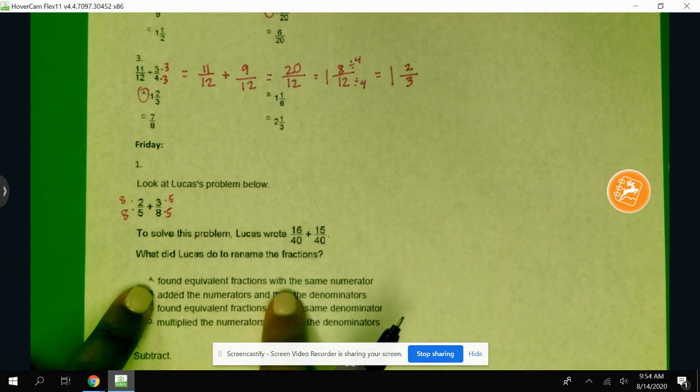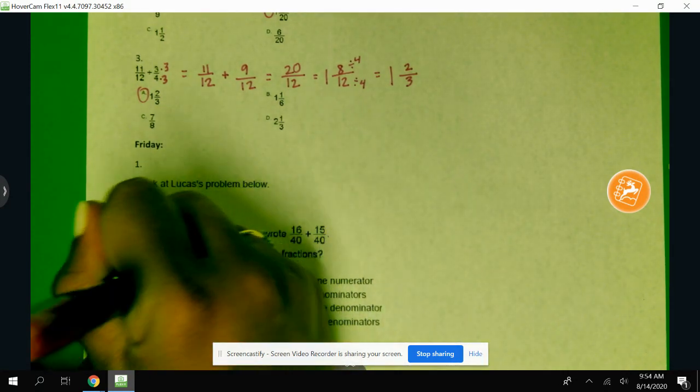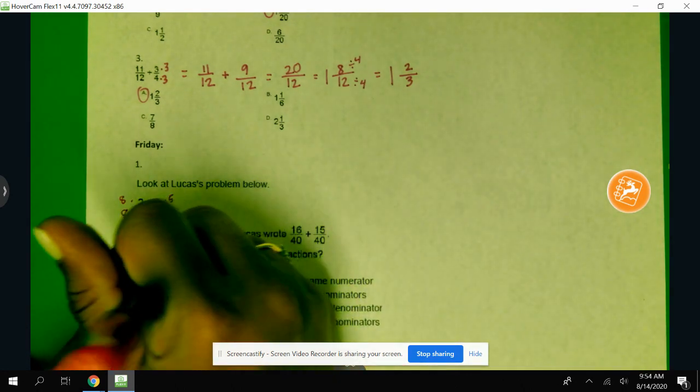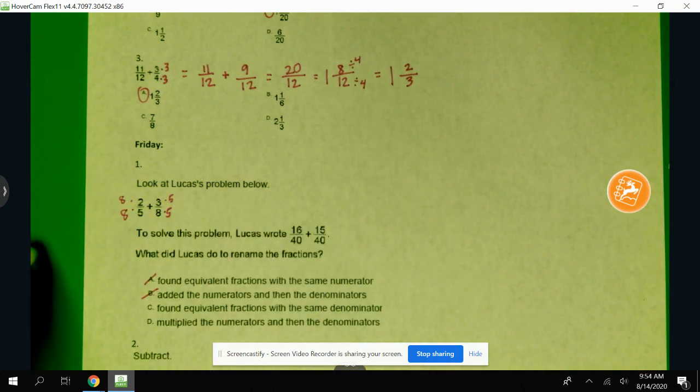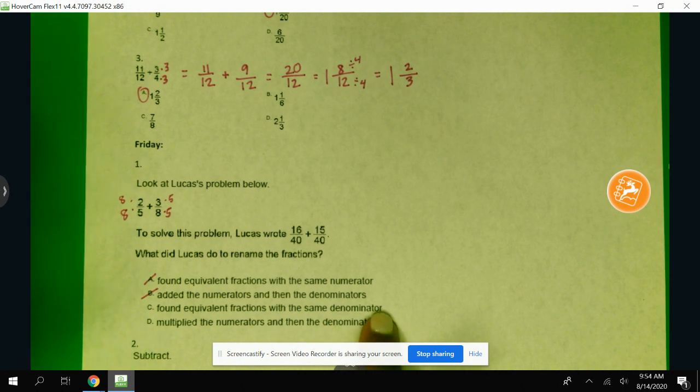So he found equivalent fractions with the same numerator. No, they do not have the same numerator, so we know it's not A. He added the numerators and then the denominators. No, we didn't add any numerators or denominators. Found equivalent fractions with the same denominator. Is that what he did?